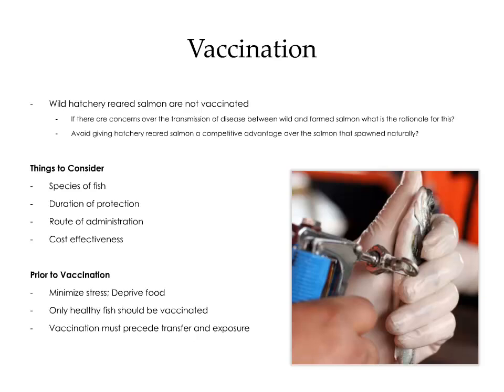Things to consider before vaccination include the species of fish you plan on rearing, given that certain vaccines are only effective in a narrow range of species. Other things to consider include the duration of protection offered by the vaccine, the route of administration, and the cost effectiveness. If the cost of the vaccine is higher than the value of the fish, then vaccination is pointless.